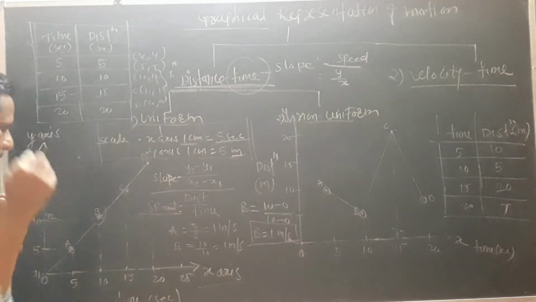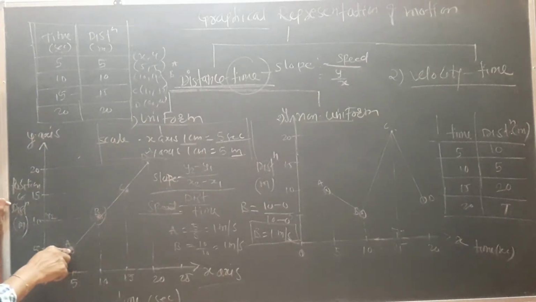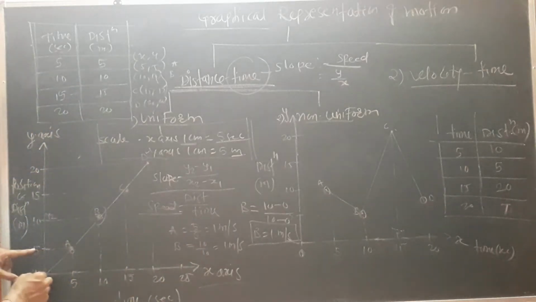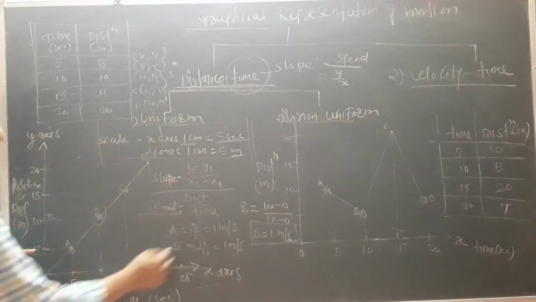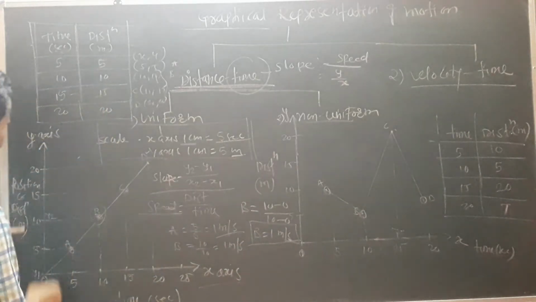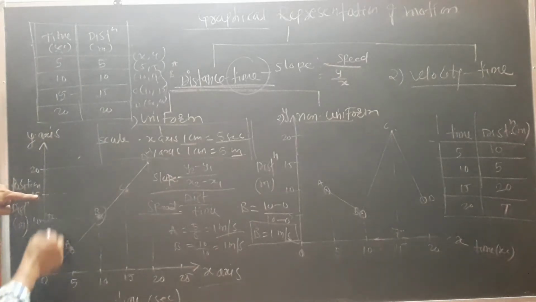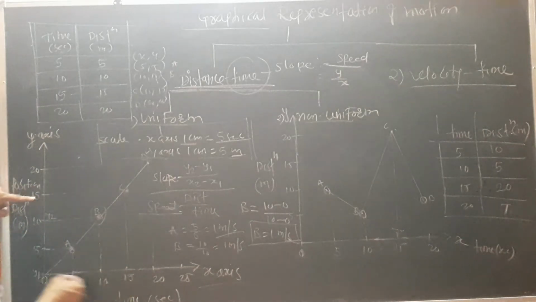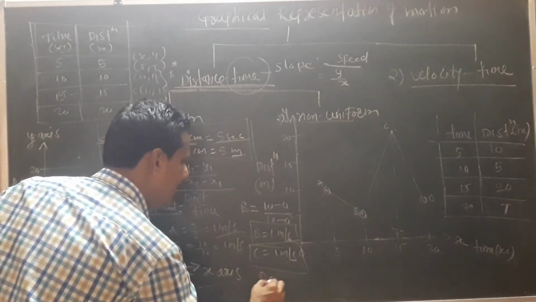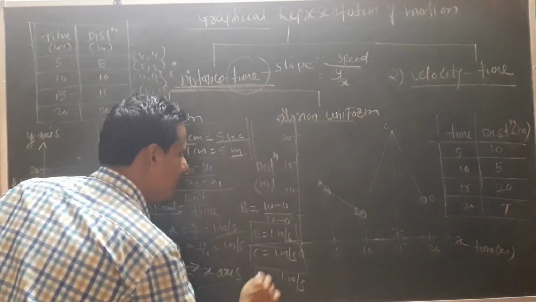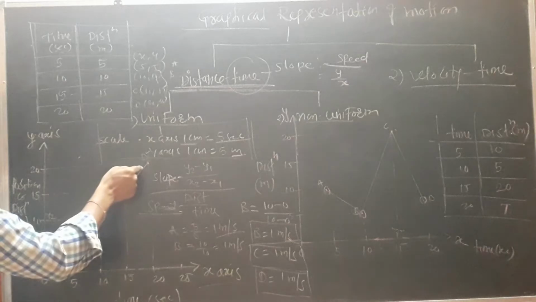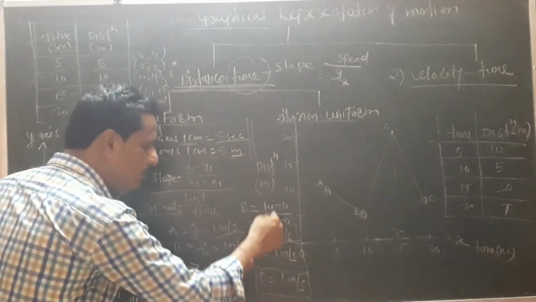Now I want to find the speed at point A. Again, the speed at point A is 5 minus 0 upon 5 minus 0, that is 5 upon 5, 1 meter per second. For B we have already taken 1 meter per second. If I go for point C, again 15 minus 0 upon 15 minus 0, C also has 1 meter per second. If I go for the last point D, it is again 1 meter per second. We can just check it out. So what I have noticed is that for each and every point, the speed is the same, 1 meter per second.